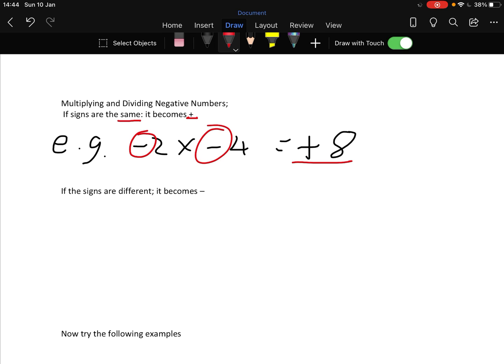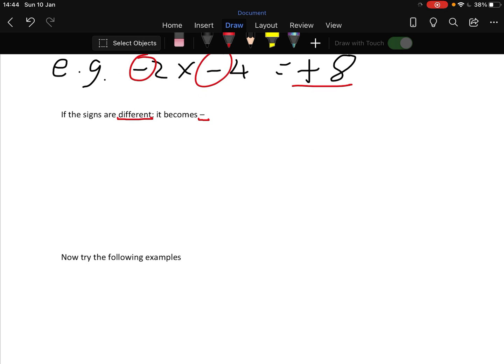Okay? Now, take down the next sentence, this one here. Take down that sentence. If the signs are different, it becomes negative. That's all you have to say. If the signs are different, it becomes negative. Okay, so what's the example of that?